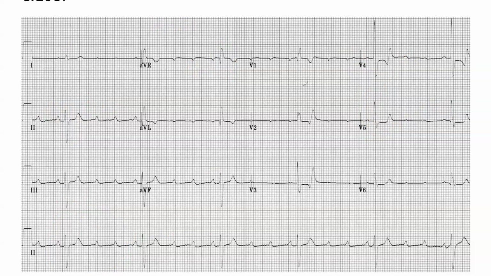Yeah, QRS is wide here, so that's an intraventricular abnormality. QRS here as well.